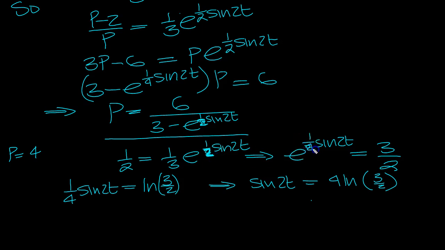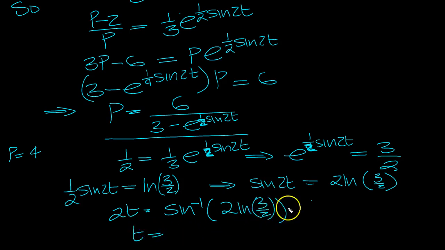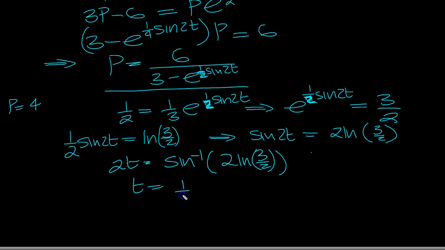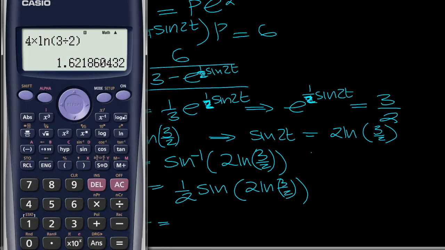I hope you'll bear with me. So a half. So sine 2t is 2 log 3 over 2. Hopefully 2 log 3 over 2 will be in the right range, which it will be. So 2t is equal to inverse sine of 2 ln 3 over 2. And then t will equal a half inverse sine of 2 ln 3 over 2. And we just want the first value. So let's tap it in the calculator.